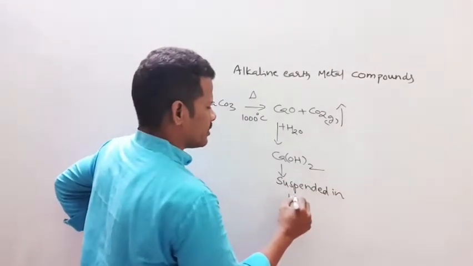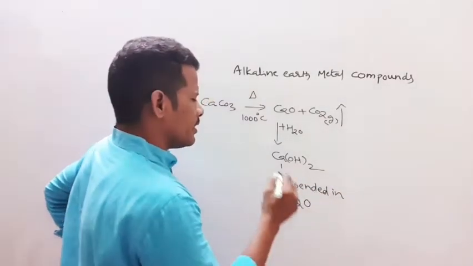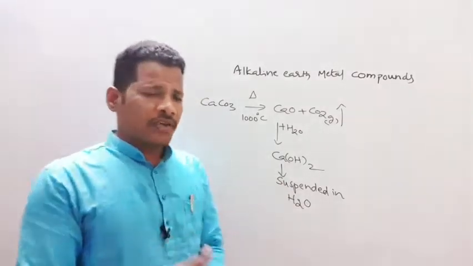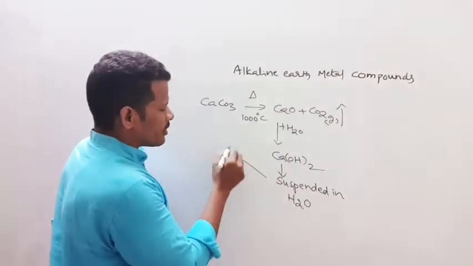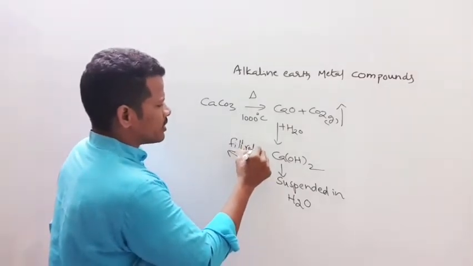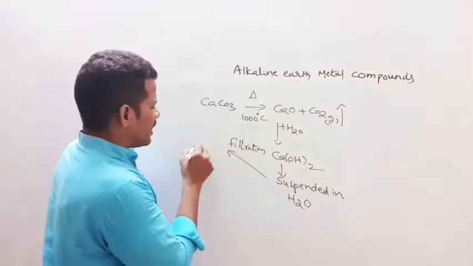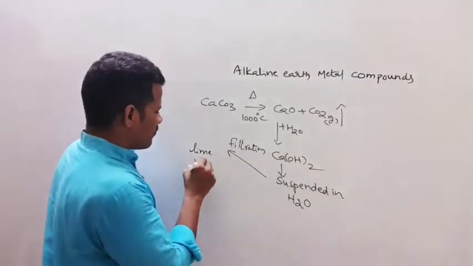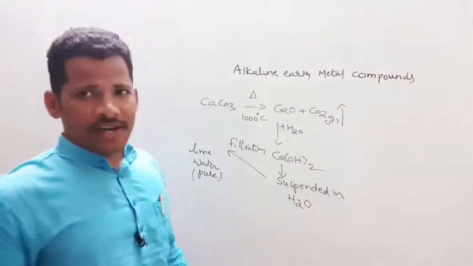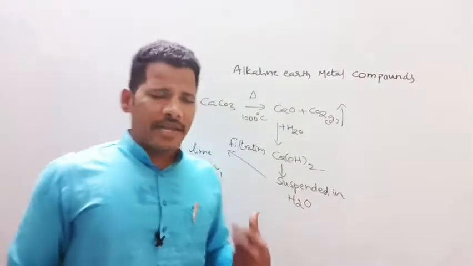Suspended in water. So finally, after suspending in water and filtering, you get one clear solution. After filtration, you get one solution that is called lime water. Lime water is pure water, in a pure state. After filtration, that filtrate is known as lime water.